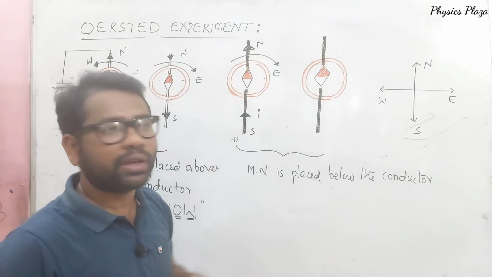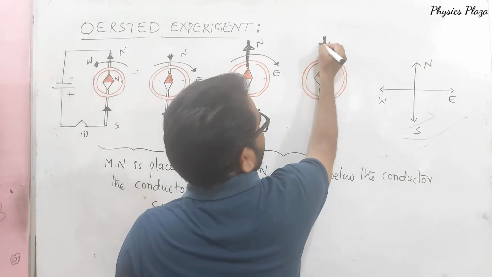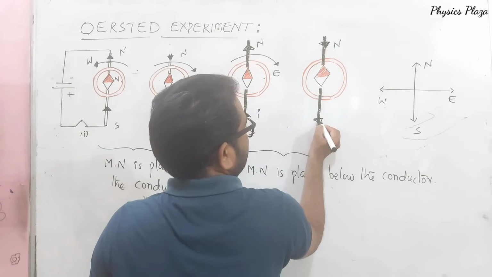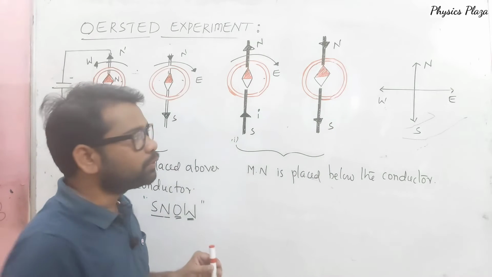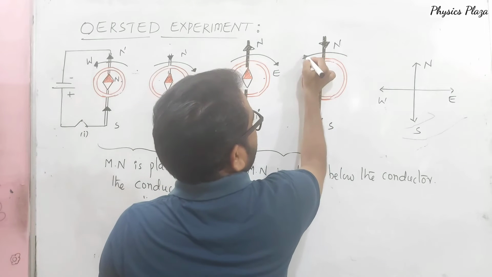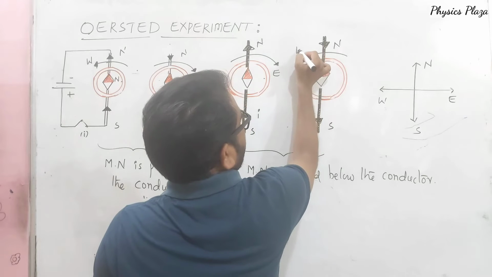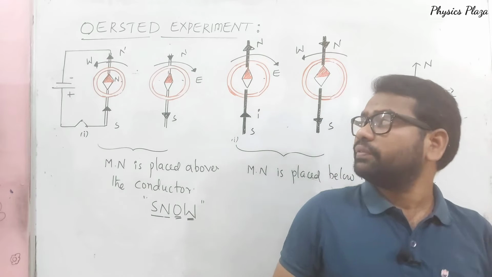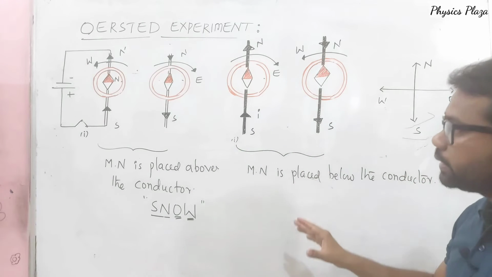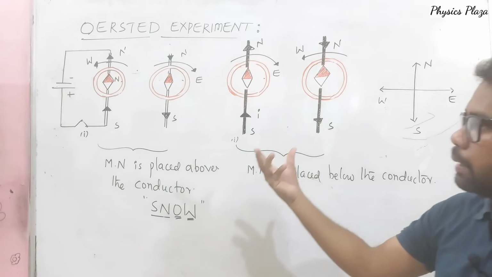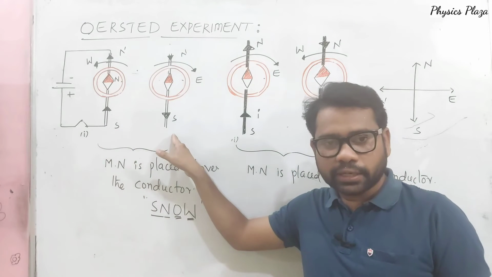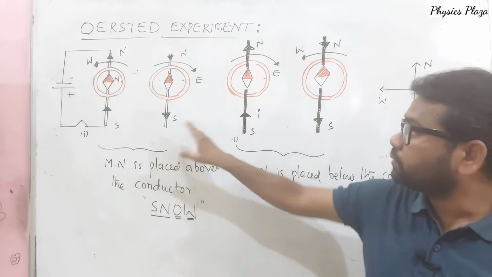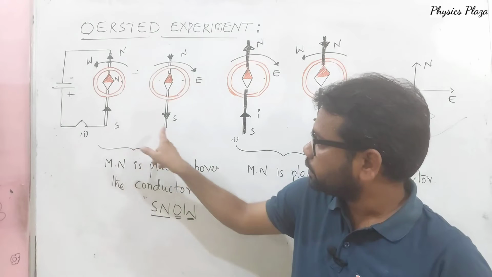Now let us reverse the direction of current. That is, current is flowing from north to south. If current is flowing from north to south, then it is noticed that the magnetic needle gets deflected towards west. So children, these are the observations of how the magnetic needle gets deflected. When a magnetic compass is placed above the current carrying conductor, and here the magnetic needle is placed below the current carrying conductor, we have two cases. Again in that also we are reversing the directions.